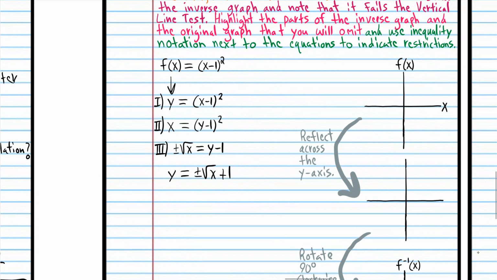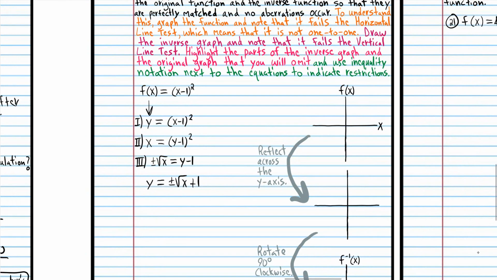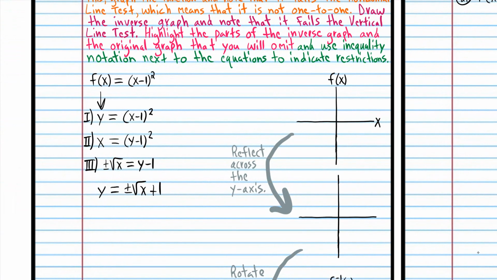Okay, and so this is our inverse function, but there's a problem. In order to demonstrate the problem, let's graph the original function. The original function looks something like this. Now, how did I know that?